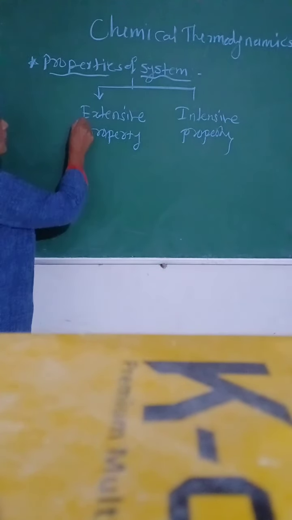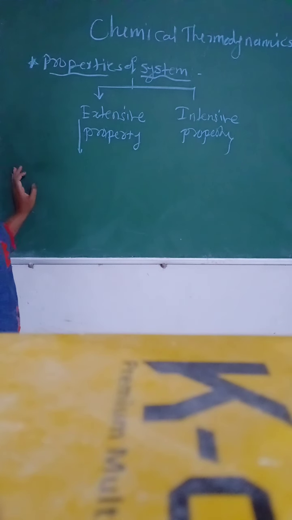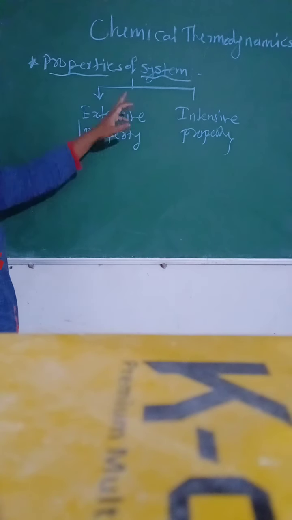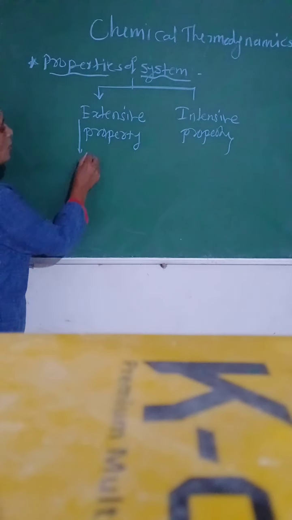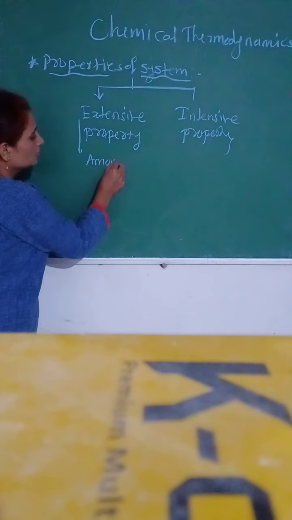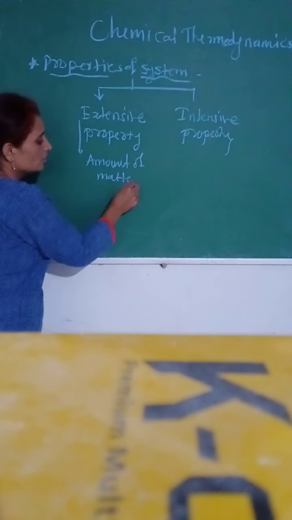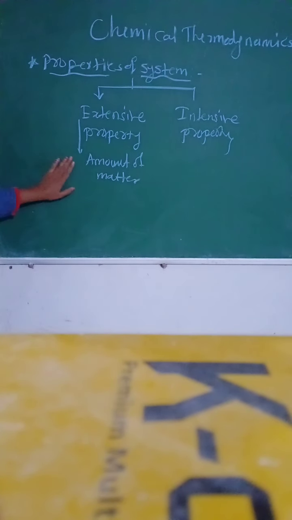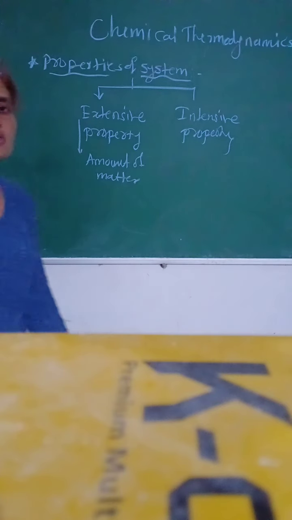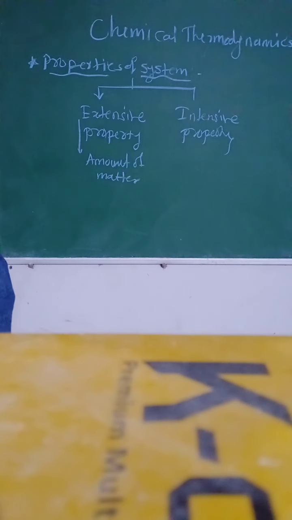Then what is meant by extensive property? Extensive property means the property of the system which depends on the amount of matter. It depends on the amount of matter.